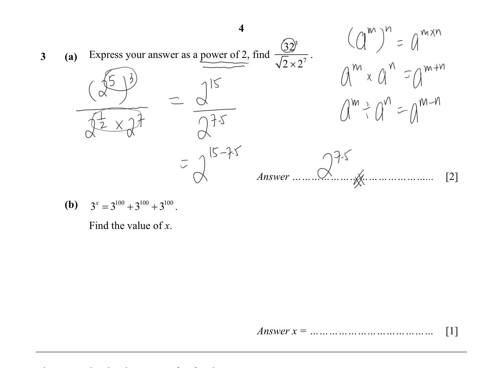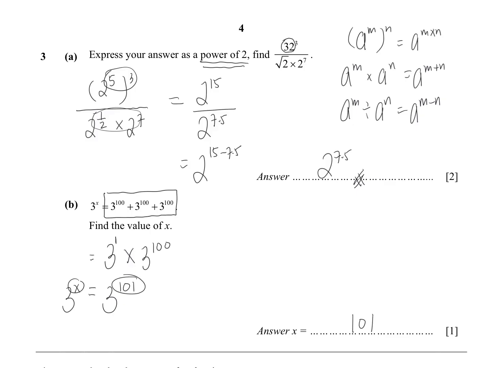Okay, next one. This one means I have 3 of this. So it's the same as the addition rule. So 3 to the power of 101. So x must be 101. Just like that? Yes, just like that.